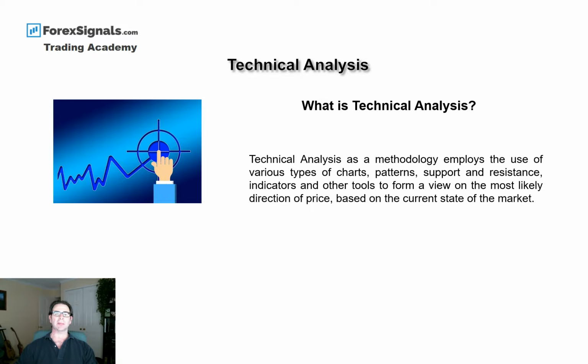Technical analysis as a methodology employs the use of various types of charts, patterns, support and resistance, indicators, and other tools to form a view of the most likely direction of price based on the current state of the market. Now, notice here that I've put, we are trying to form a view, but that view is based entirely on the current state of the market. So where the market's been, but also where it's at now. Now, a lot of people miss that important point.